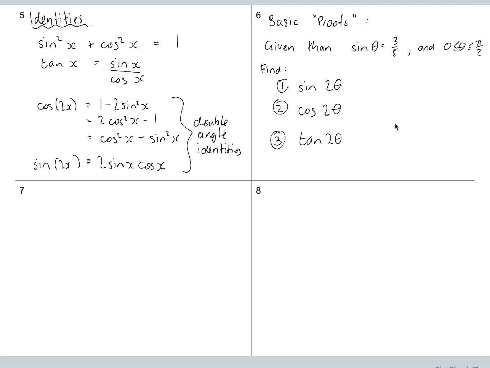I'll tell you one thing though, in terms of getting started, maybe try question 2 first. Because you can directly work out what cos of 2 theta is, given that you know what sine theta is, whereas sine 2 theta requires a little bit more work. So I'll give you a moment to try it out and then I'll unpack it for you.